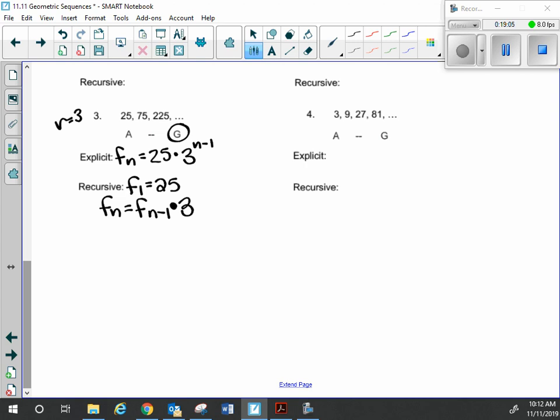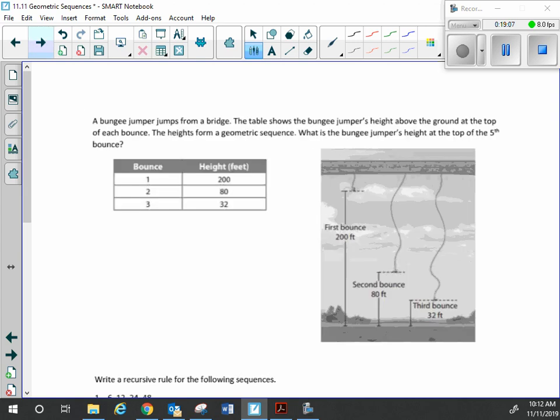Okay, one more together. The bungee jumper. Okay, our bungee jumper jumps from a bridge. The table shows the bungee jumper's height above the ground at the top of each bounce. The heights form a geometric sequence. What is the bungee jumper's height at the top of the 5th bounce?